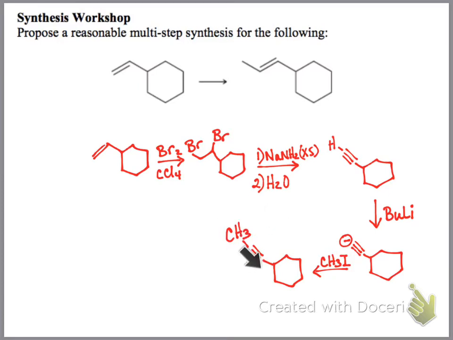Now we have the triple bond, and we have one more step. We need to turn it into a double bond, but we need it to be a trans double bond. So the reduction that we would do would be the sodium and ammonia, the liquid metal reduction, and that would give us the trans alkene at the end.